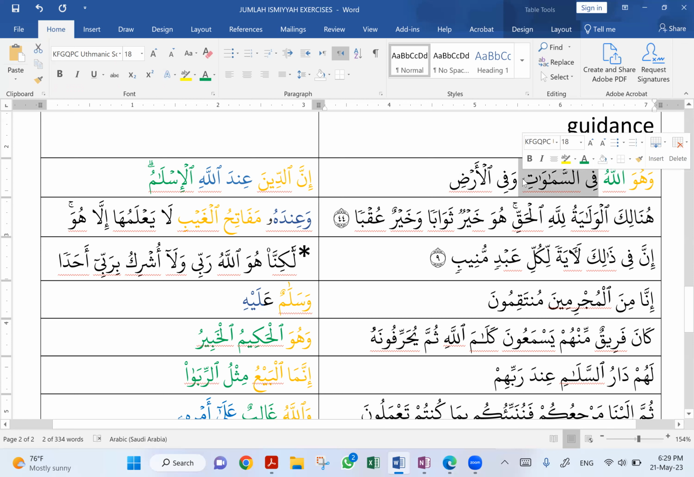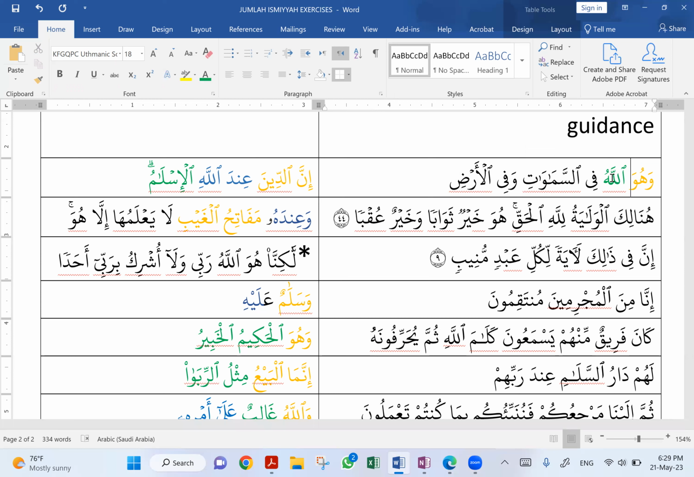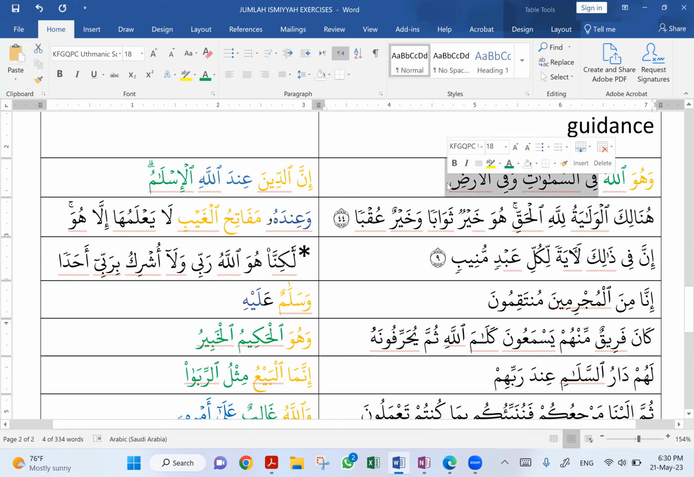If huwa is mubtada 1 and the word Allah is mubtada 2, is that also possible? And He is, comma, Allah in the heavens and in the earth. But then we would not have a khabar in here. It could be, but that won't make any sense from an aqidah perspective, from an understanding perspective, because Allah is not in the heavens and the earth. Allah is on His throne.